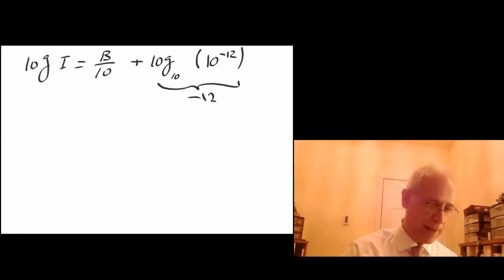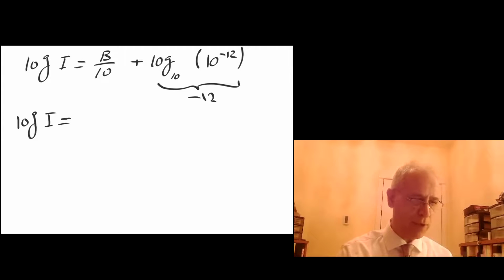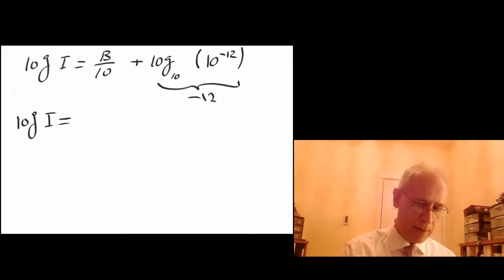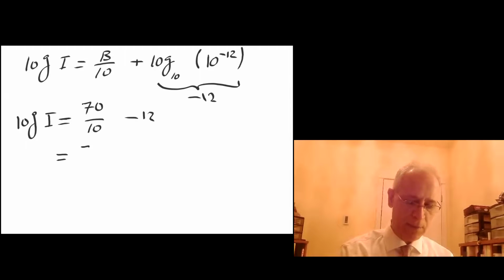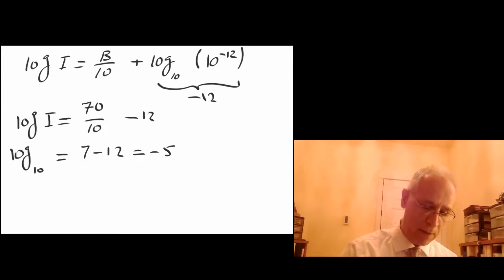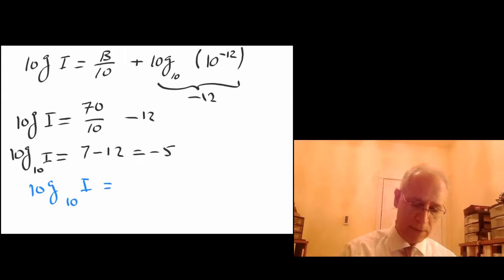So here what I'm going to have is log of I equals B, that was given to us as 70, so 70 over 10 minus 12. That equals 7 minus 12, which equals negative 5. And this was log base 10 of I. So let me write this neatly: log base 10 of I equals negative 5.